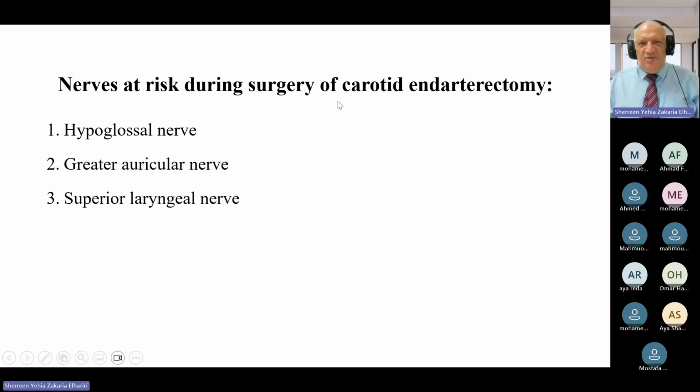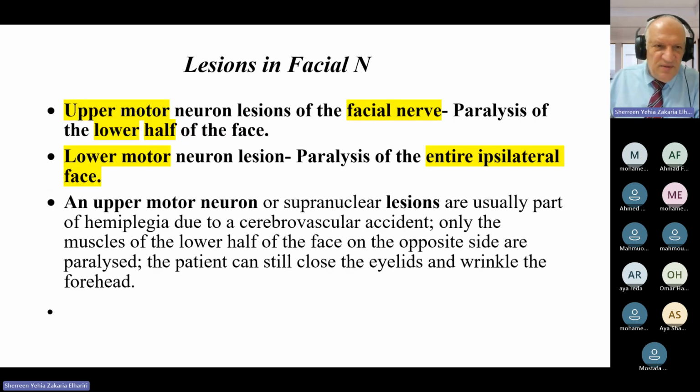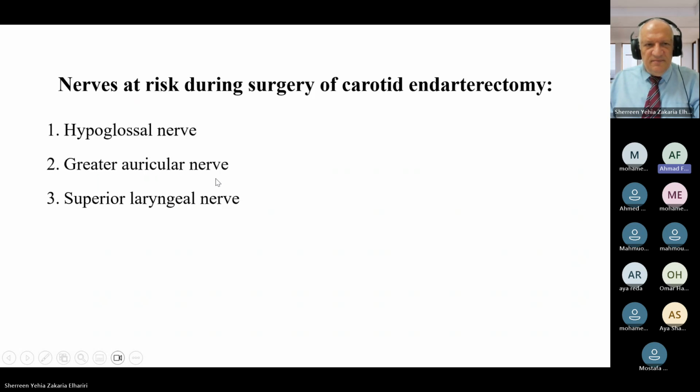The second operation is common in England, not in Egypt, the carotid endarterectomy. It is done in any patient who has a stroke, to remove the thrombus. So can you tell me 3 nerves related to the anatomy of the carotid artery in carotid endarterectomy? Lingual, hypoglossal and marginal mandibular. No, you are thinking about the submandibular gland. We ask you about carotid endarterectomy.